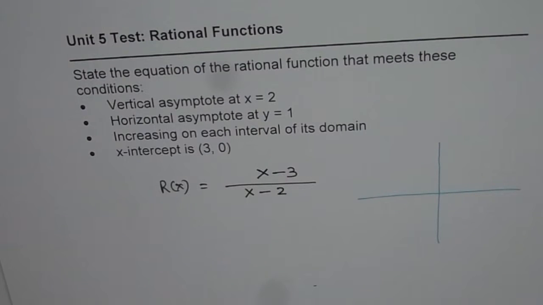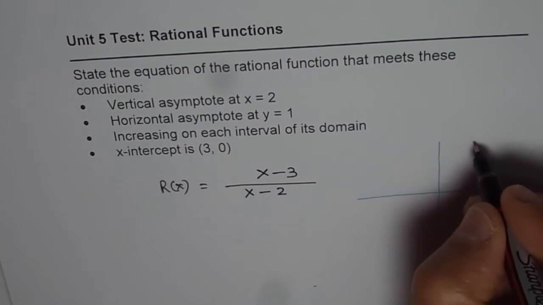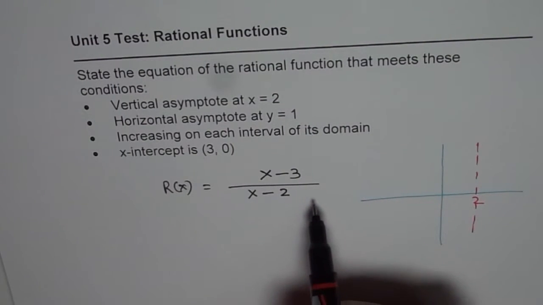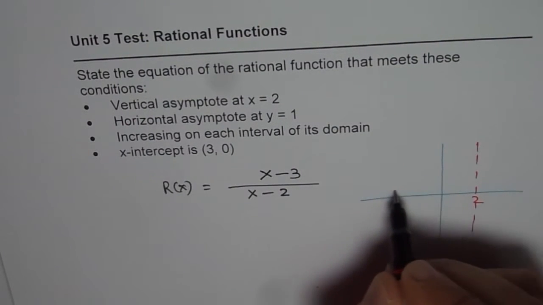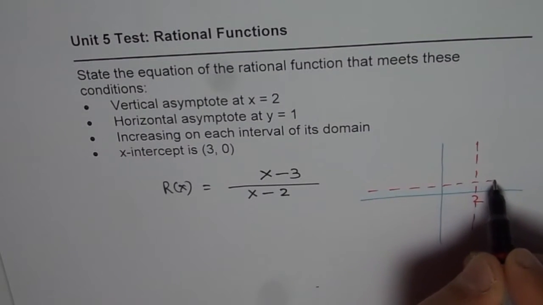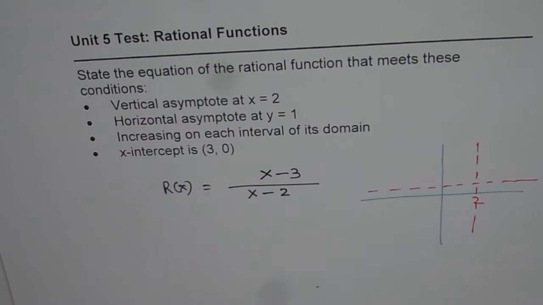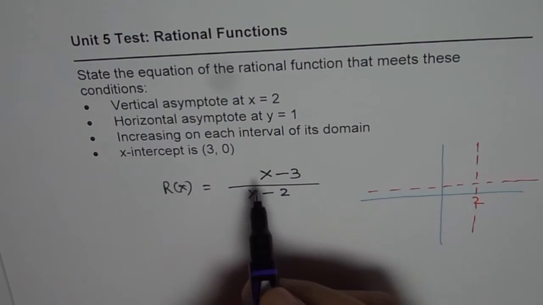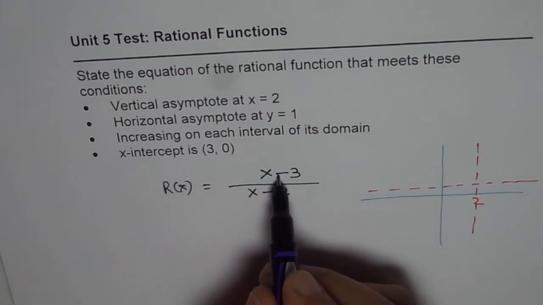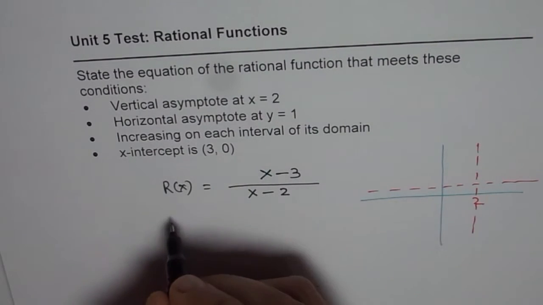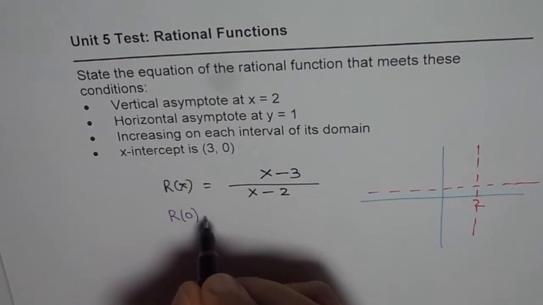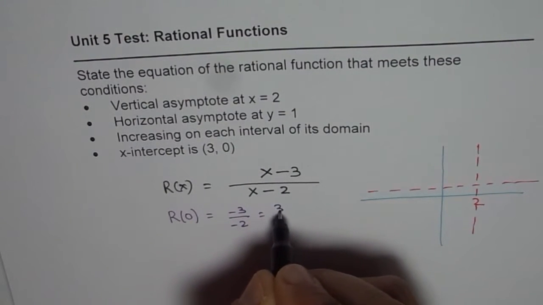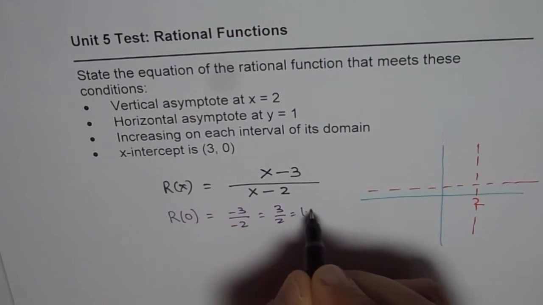So we have a vertical asymptote at x equals 2, so this is at 2. And the horizontal asymptote at y equals 1, so this is y equals 1. Once you have asymptotes, you should look for the origin. Now where is this 0 lying? If I put 0 here, I get minus 3 over minus 2. Let me write r of 0 equals how much? It is minus 3 over minus 2, which is 3 over 2, or 1.5.